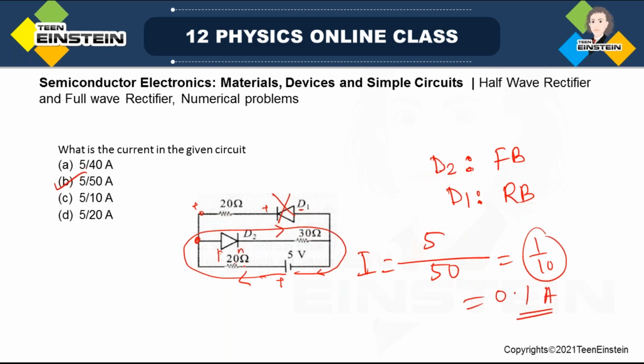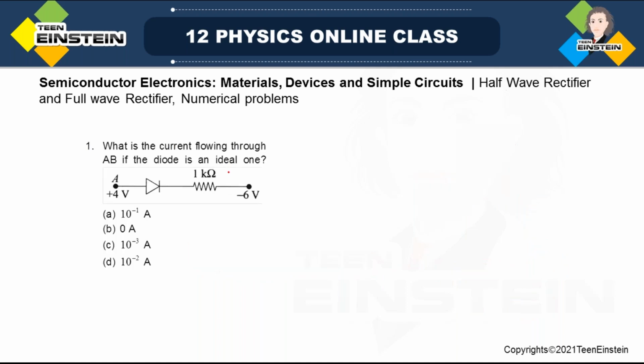So this is how you have to see. When a diode is given in the circuit, you have to check whether the diode in this particular circuit is at reverse bias or forward bias condition. According to that, you have to solve the problem. We'll take up one more example so that you understand. Look at this problem. In this case, what is the current flowing through AB? You have to calculate.